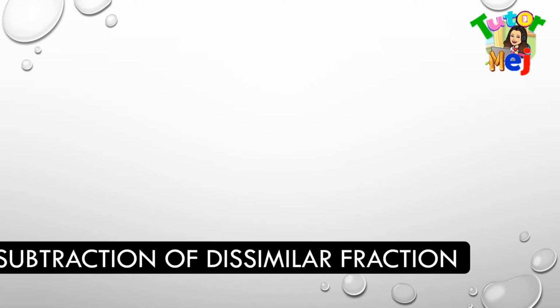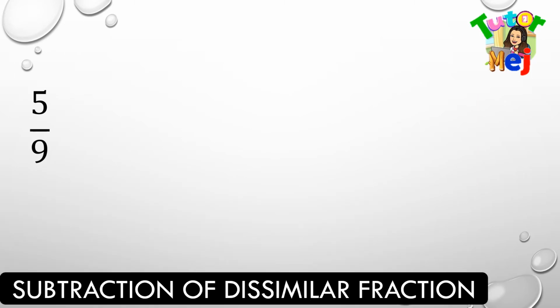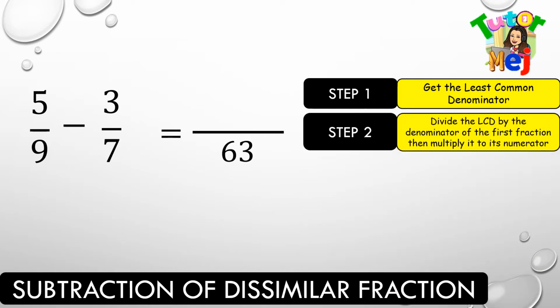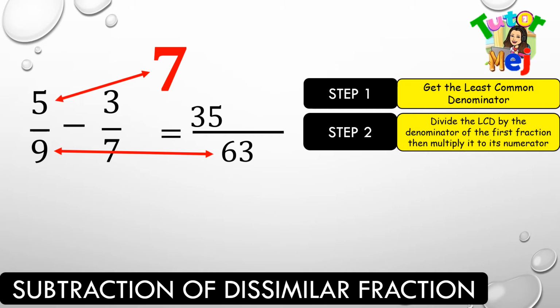Let's have subtraction of dissimilar fraction. Example, 5 over 9 minus 3 over 7. Step 1, get the LCD or the least common denominator by simply multiplying them. So, 9 times 7 is 63. So, ngayon, sa step 2 natin, divide the LCD 63 by the denominator of the first fraction, which is 9. So, we have 7. Tapos, multiply natin sa kanyang numerator na 5. We got 35. Dalhin din natin yung operation na minus.